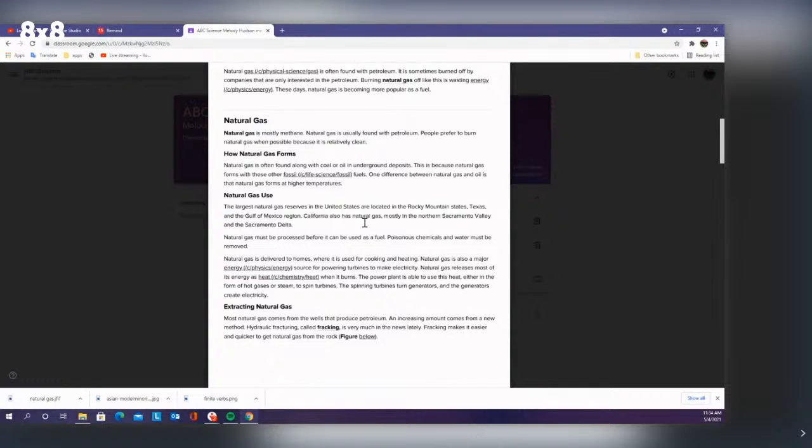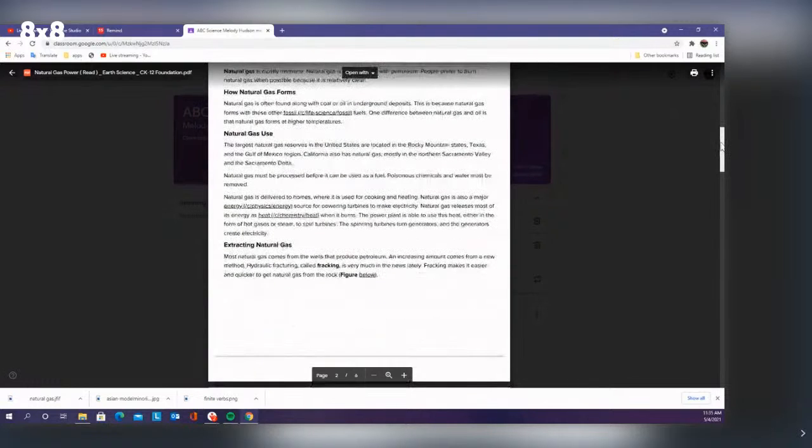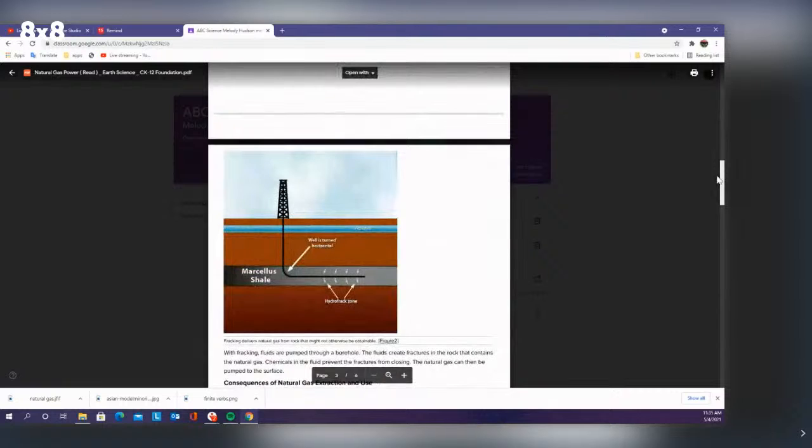Most natural gas comes from the wells that produce petroleum. And more of it now is coming from a new method called hydraulic fracking. And this is in the news a lot. Fracking is popular because it makes it easier and quicker to get the natural gas out of rock. And here's a picture.